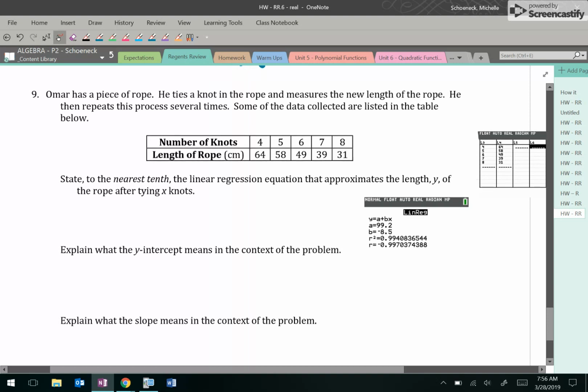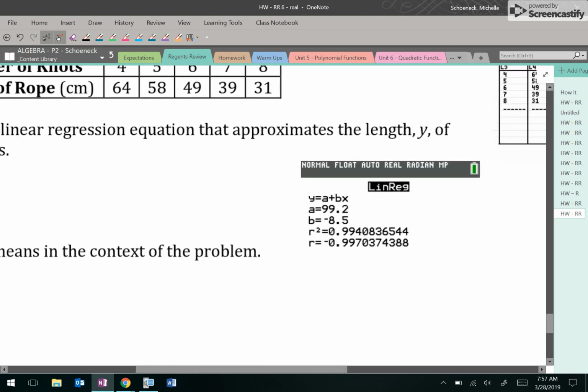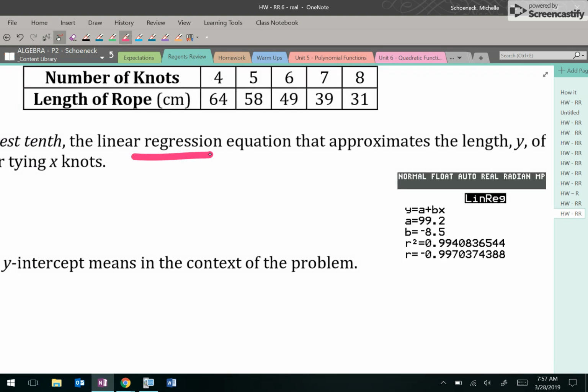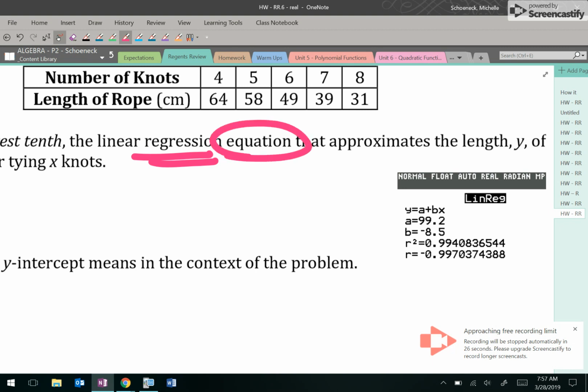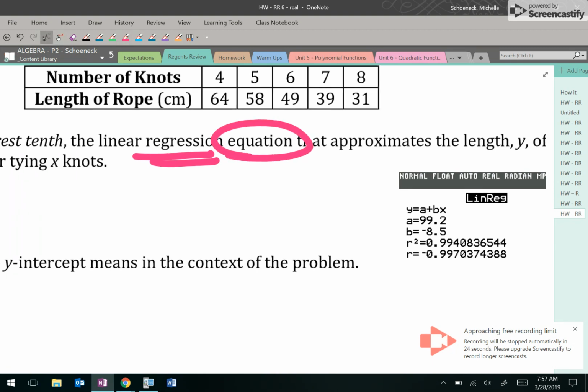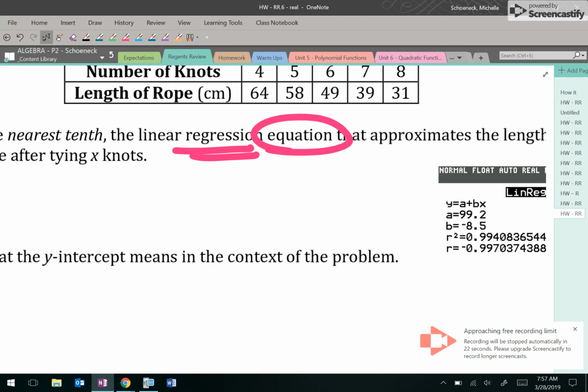And finally, number 9, Omar has a piece of rope. He ties a knot in the rope and measures the new length of the rope. State to the nearest tenth the linear regression equation. So that should automatically be like, oh, stat edit. Anytime you see regression, okay? And it's not asking for r, it's asking for the equation. I'm about to run out of time, so you need to keep doing this question.